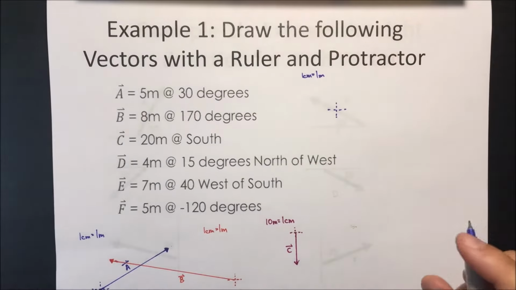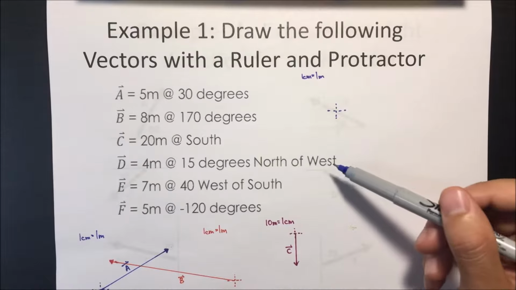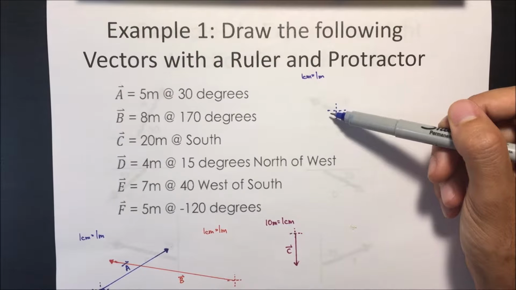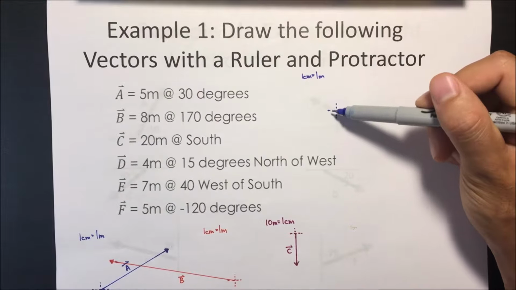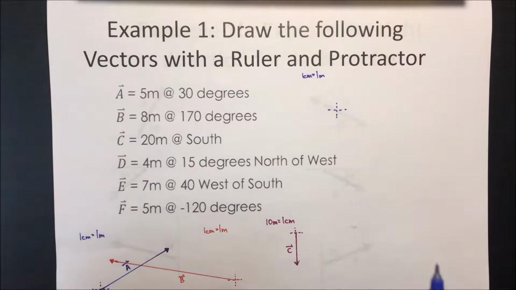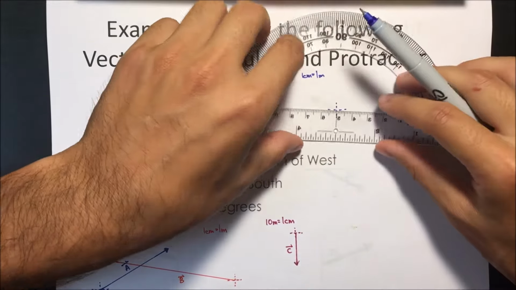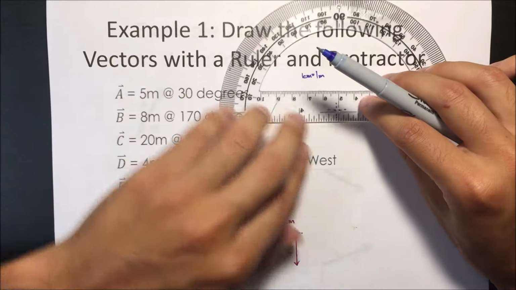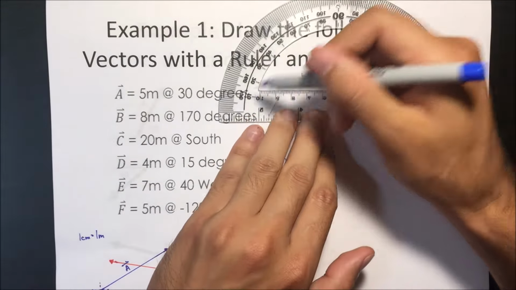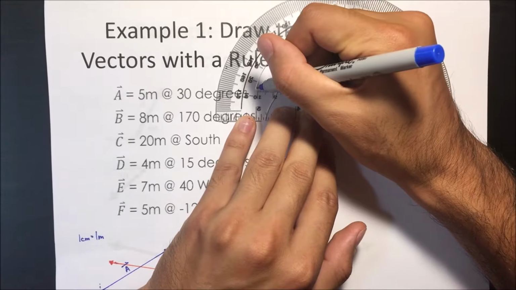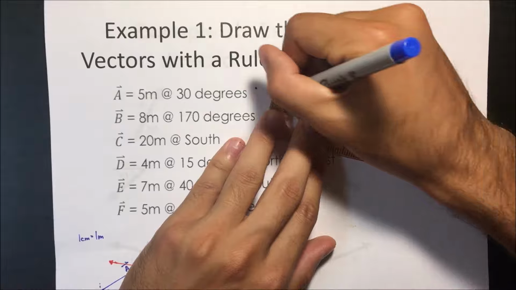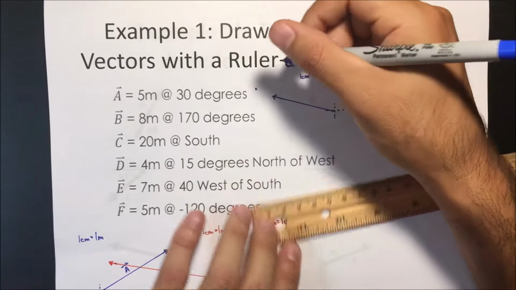And then, this says 15 degrees north of west. What we want to do is look at the second word, so west. And then we want to go 15 degrees north of west. So this is west, and we want to go 15 degrees north. So we're going to go up this way, 15 degrees. That's what I'm going to do with my ruler. I'm going to put it right there, and then go up 15 degrees, which is about right here. And then this is my arrow, and then this is D.